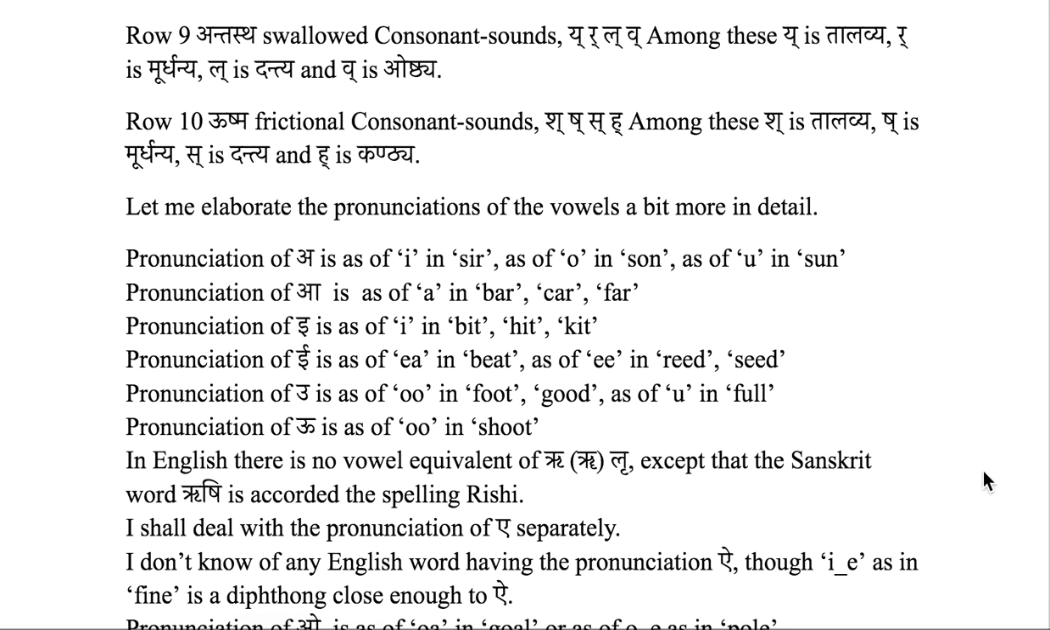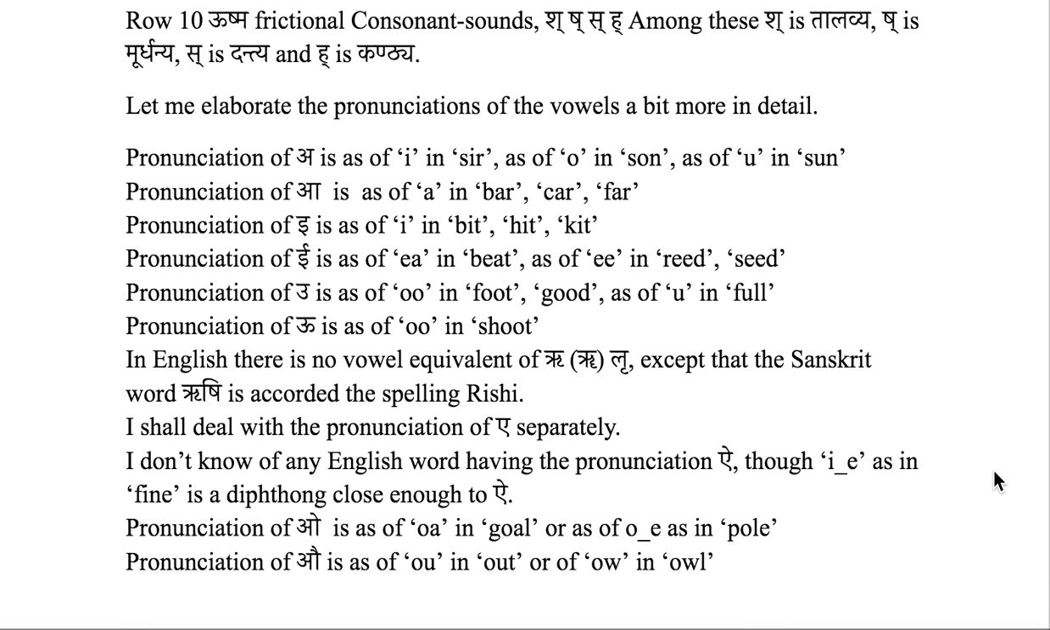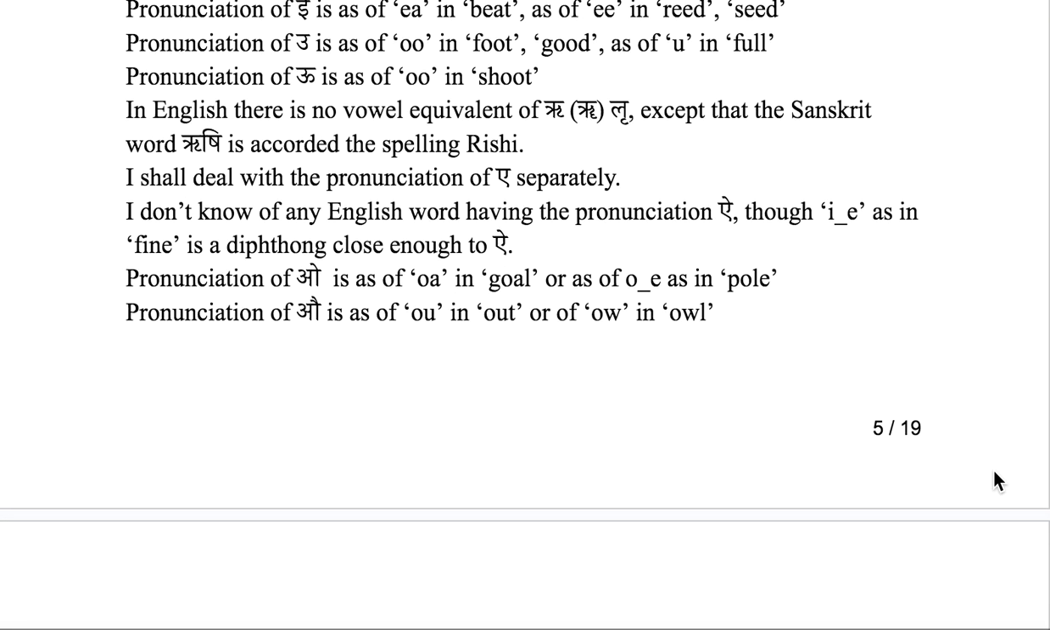I don't know of any English word having the pronunciation e, though the i, as in fine, is a diphthong close enough to e, but not exactly e. Pronunciation of o is as of oa in goal, or as of o followed by the consonant in between, as in pole. Pronunciation of au is as of ou in out, or as of ow in owl.